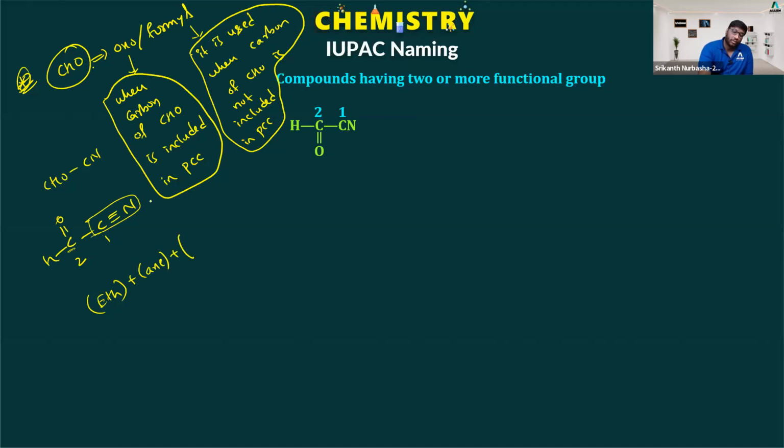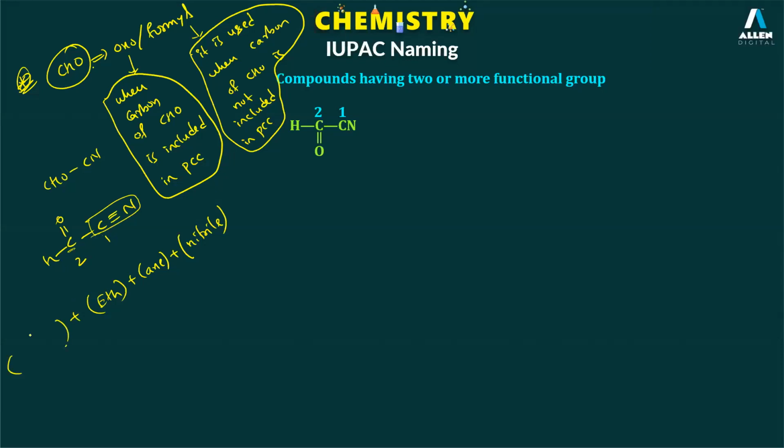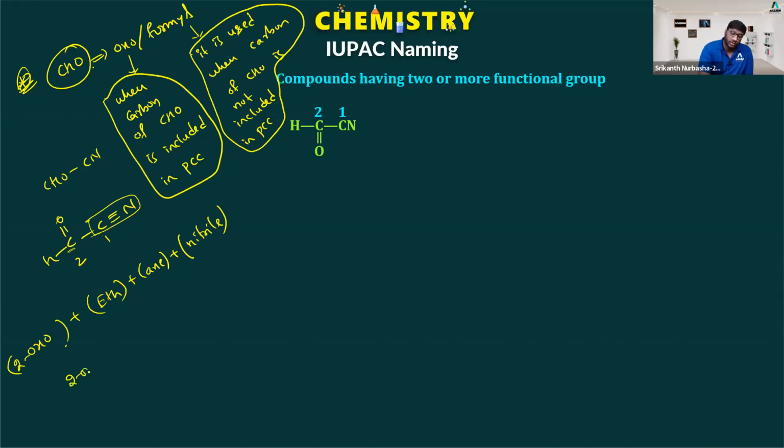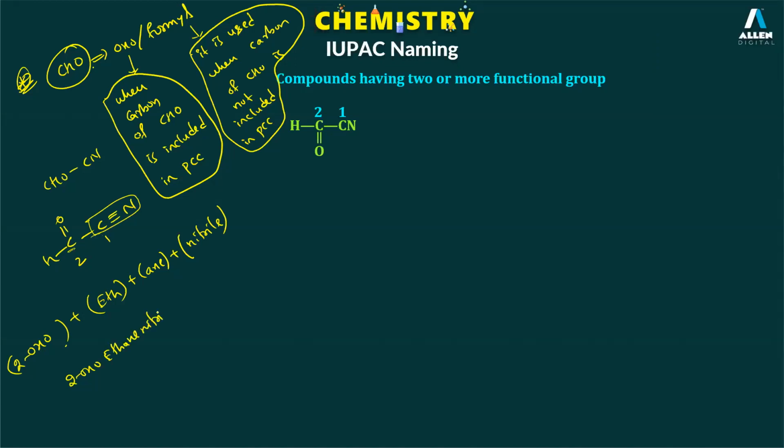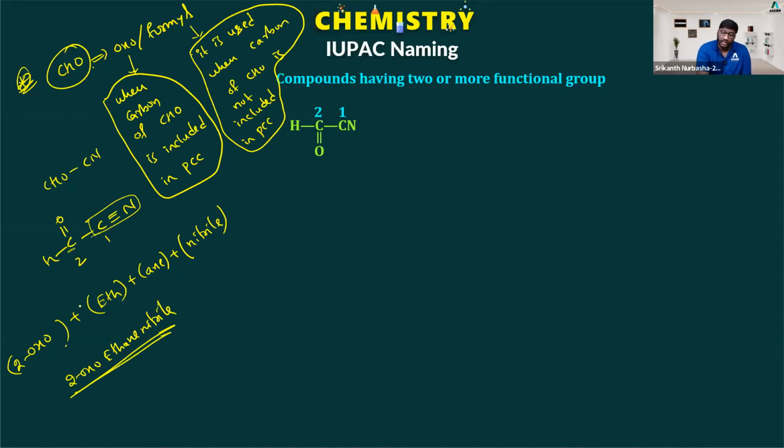Yes or no? What is going to be the secondary suffix? C triple bond N, that's the principal bond. Nitrile. Primary prefix: no cyclo, so no primary prefix. Secondary prefix oxo. At what position? Second position. So 2 oxo ethane nitrile. Okay, 2 oxo ethane nitrile. That is going to be the correct name.